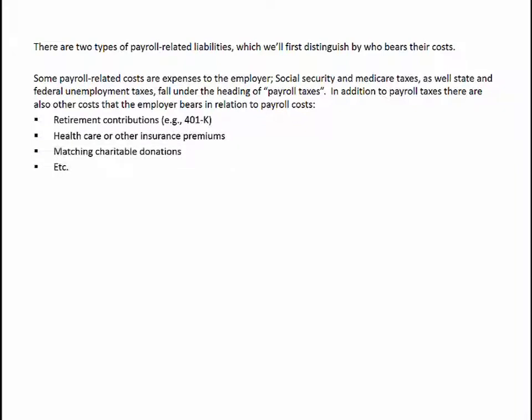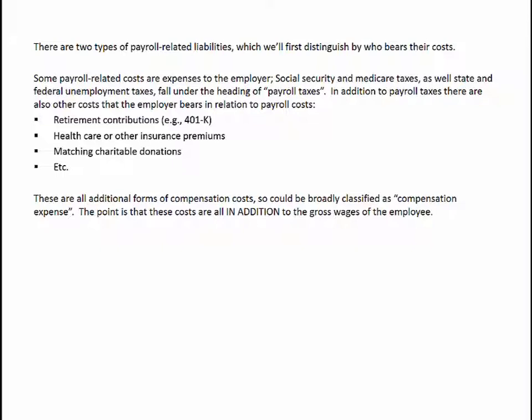In addition to payroll taxes, there are other payroll costs that the employer bears. Things such as retirement contributions, contributions to a 401k plan, health care or other insurance premiums, matching charitable contributions. For example, making donations through United Way, your employer might match those donations. These are all additional forms of compensation costs, so they could broadly be classified as compensation expense. The point is that these costs are all in addition to the gross wages of the employee.